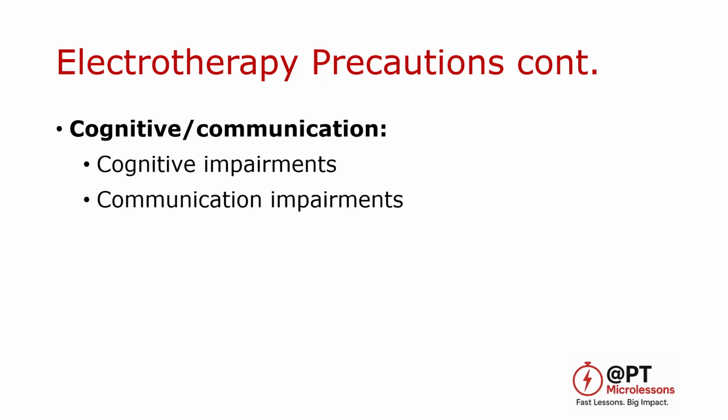Lastly, consider cognitive and communication factors. If a patient has cognitive impairments, they may not fully understand the treatment or accurately report discomfort. This makes it more difficult to monitor their response and adjust the intensity safely. Communication impairments can create a similar challenge. If the patient is unable to clearly describe what they are feeling, we may miss early signs of irritation or excessive stimulation. So in these cases, electrotherapy may still be used, but it requires closer supervision and careful monitoring of the patient's response.